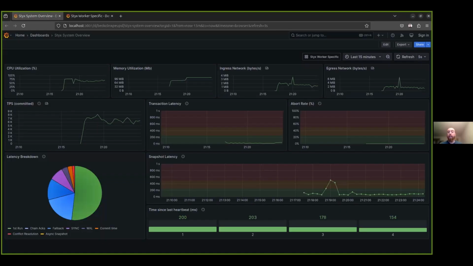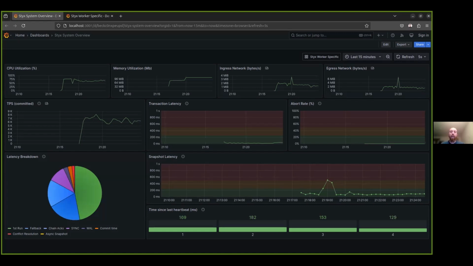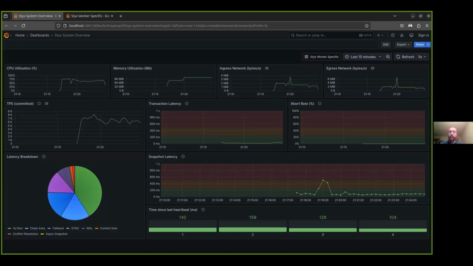We currently have deployed the workload on 4 workers. In the UI, we can observe CPU, memory, ingress, and egress network. We also display graphs for the committed transactions per second, the transaction latency, and the current abort rate percentage. We also display the latency breakdown of where the transactional protocol of Styx spends its time. And next are the snapshot latency and the time since the last heartbeat.